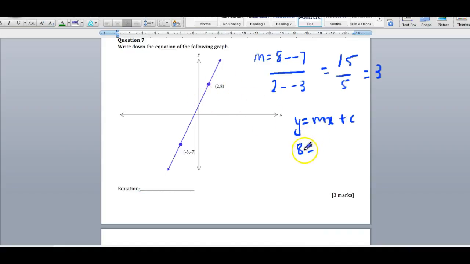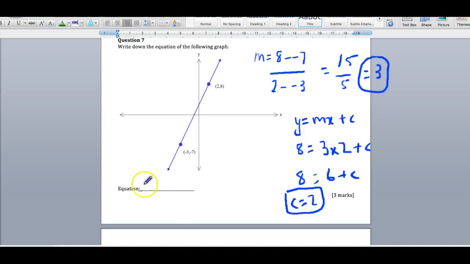So y equals 8. So notice I put in 8 there. Your gradient was 3. This point here has x as 2, plus c. And then we're just working out what c is. Okay, so c is equal to 2. So I have my y-intercept. I have my gradient here. So it's just a matter of plugging them into y equals mx plus c. So y equals 3x plus 2.